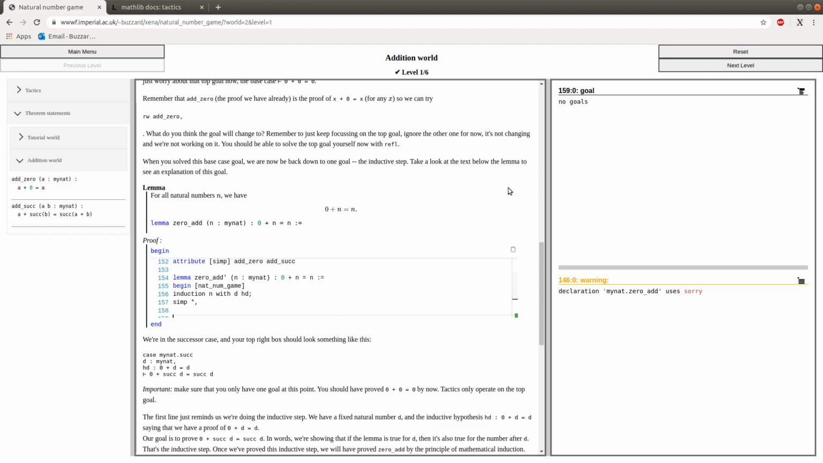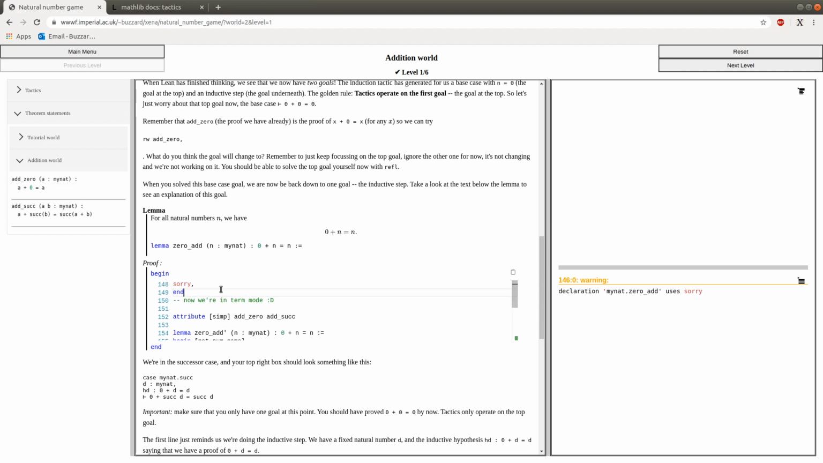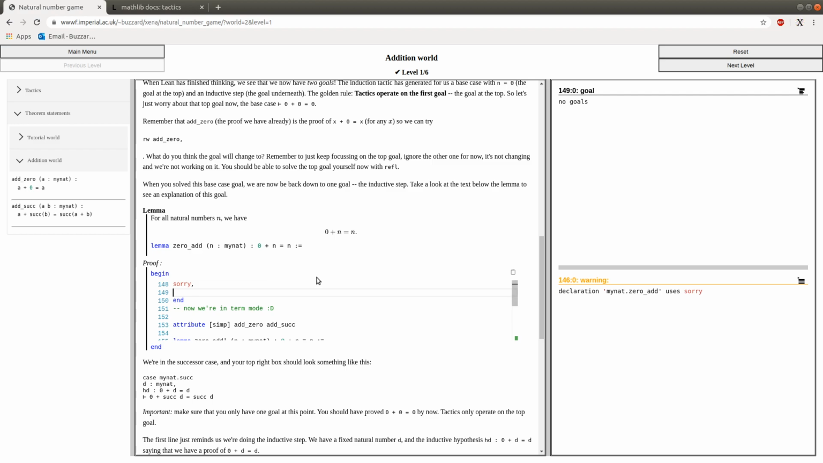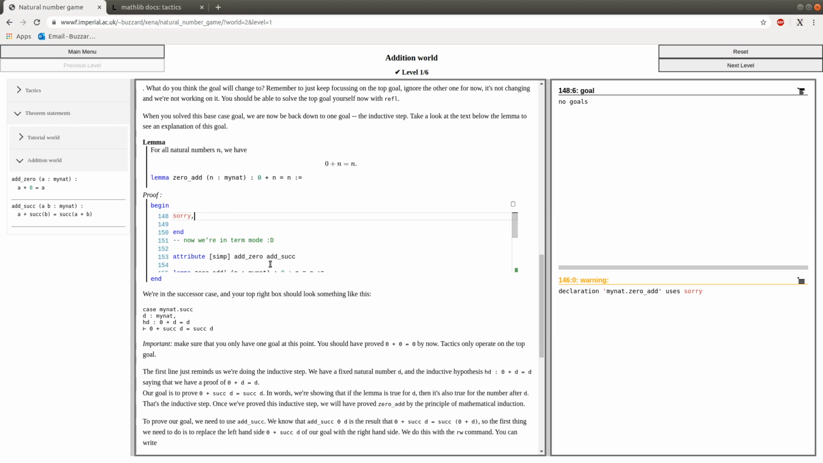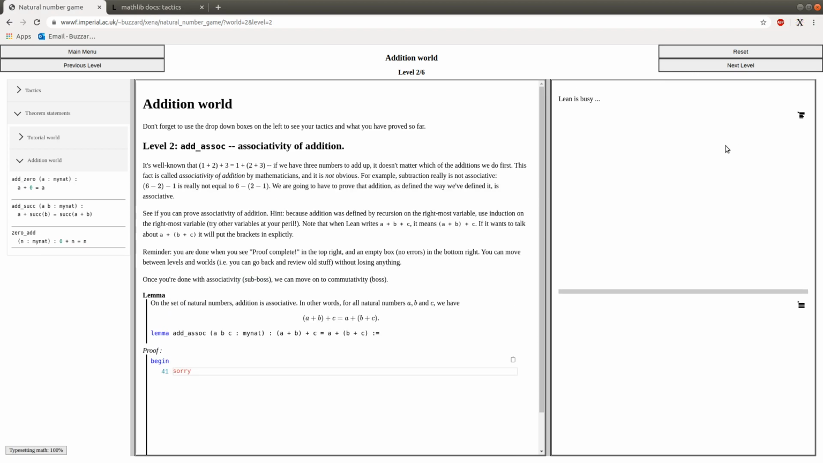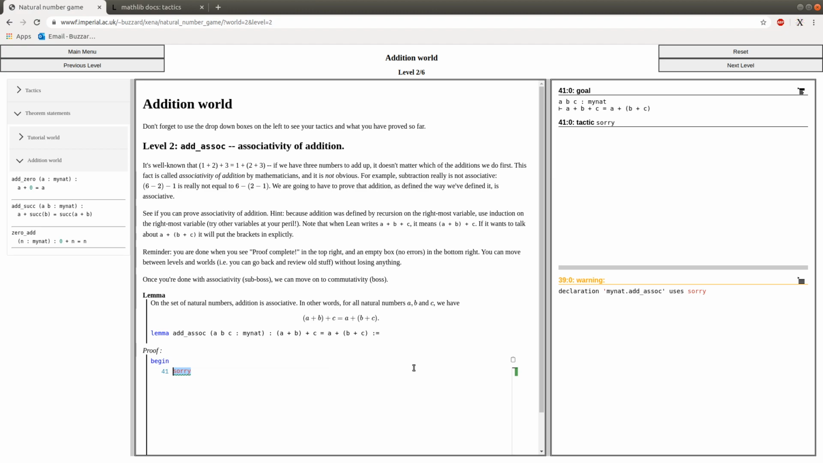Why does it say no goals? Oh, it's because it's completely confused about this. What if I do this? Do I get proof complete? Lean's busy. No, it's not happy. It's because I've cheated, because I put sorry. Hard luck. Anyway, we proved it, so we can just move on. Unfortunately, I suspect that tag won't last. I think it imports the official version.